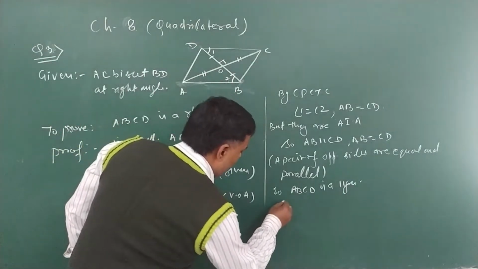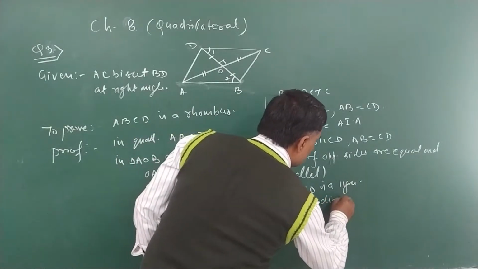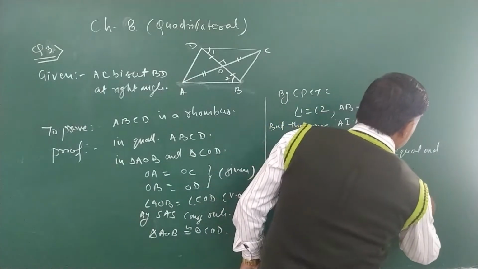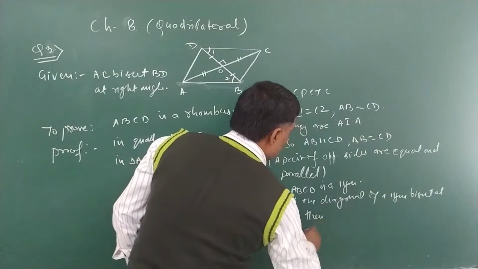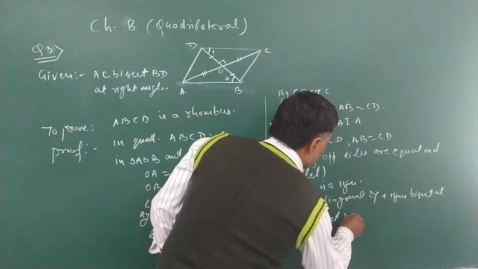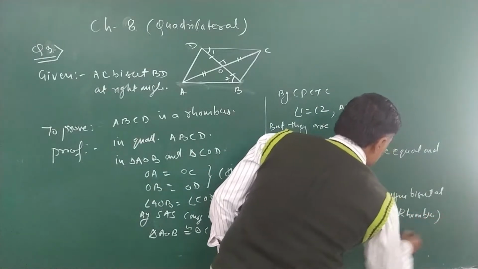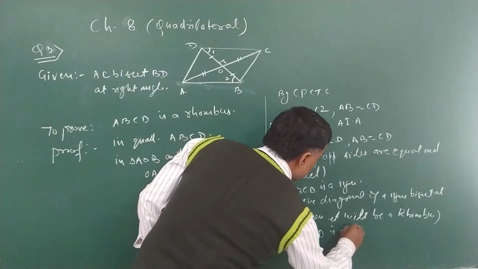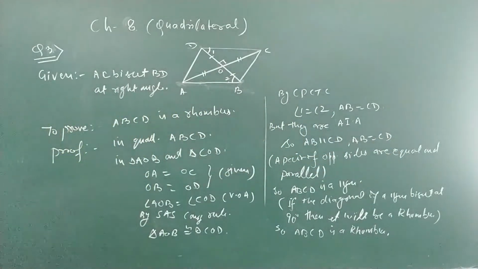And I can add here, if the diagonals of a parallelogram bisect at 90 degrees, then it will be a rhombus. So ABCD is a rhombus. ABCD is a rhombus. This is our question number 3. Pause the video and note it down.